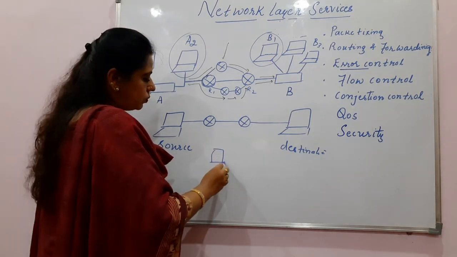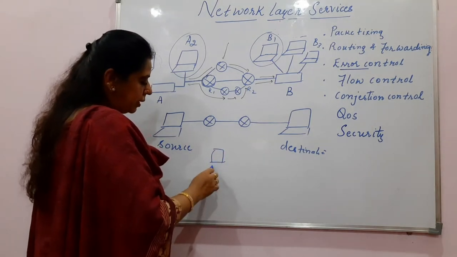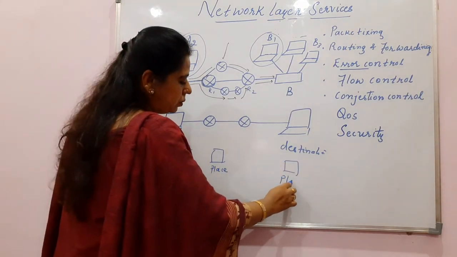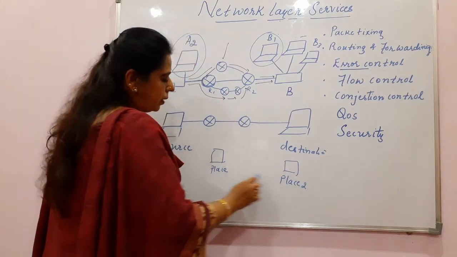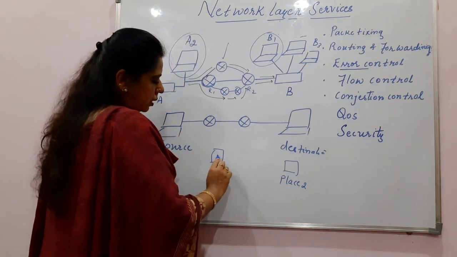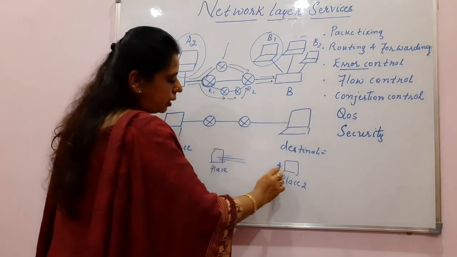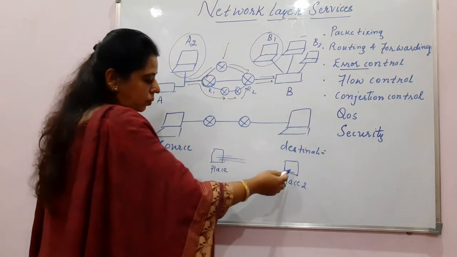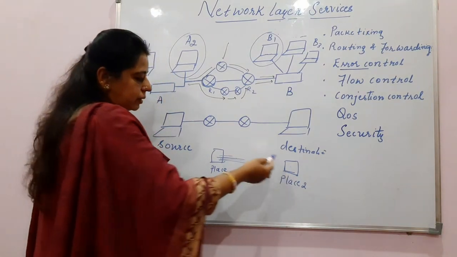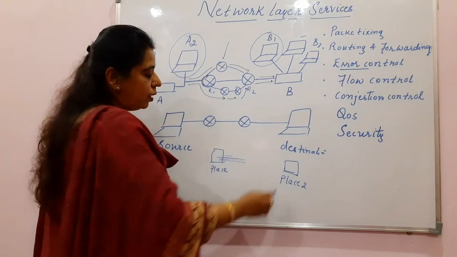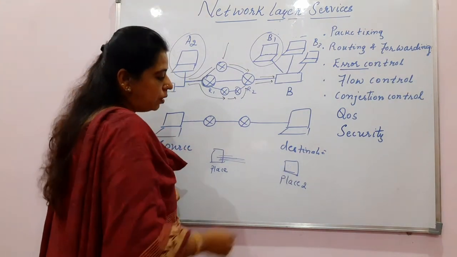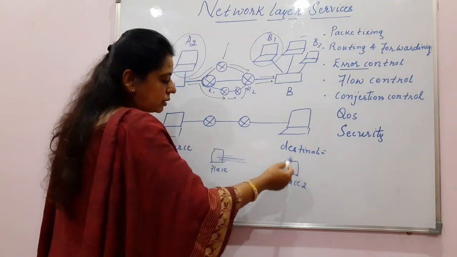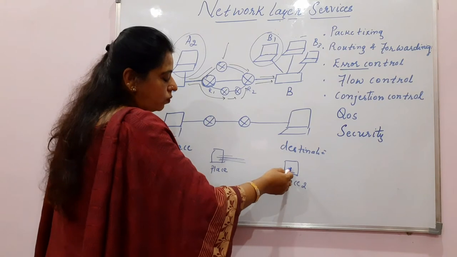Suppose there is one particular place, let us take place one, and people are traveling to a particular place, place two. Now, this place two is a very popular place. People are coming out from place one and they are reaching place two. But place two has a limited capacity to accommodate the number of members reaching it. So it cannot accept more people. If it tries to accept more, then what will happen?